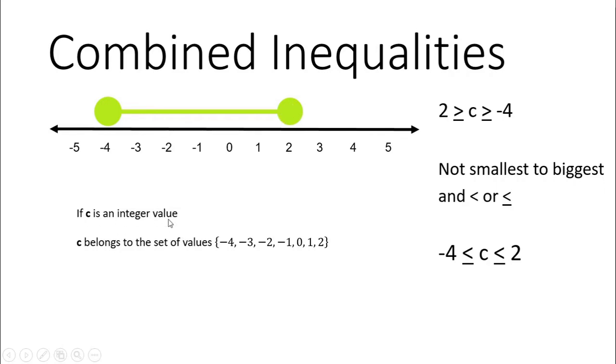If C were an integer value, it could have any of these 1, 2, 3, 4, 5, 6, 7 possible values. However, if C were not an integer value, that would mean it could have any value, even a decimal value. It would have infinite possible values.